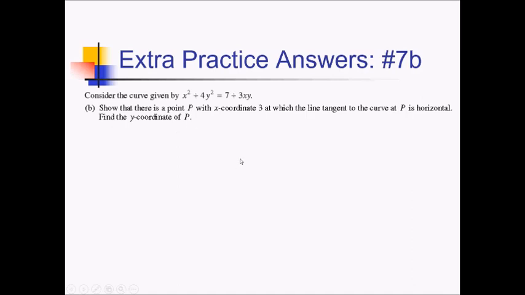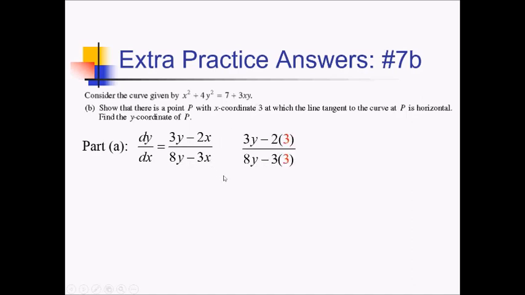So what I'm going to do, in order for this tangent line to be horizontal, the derivative has to equal 0 at this x-coordinate 3. So I'm going to take the derivative from part A, that was 3y minus 2x over 8y minus 3x. I'm going to plug 3 into this thing, and I'm going to figure out what y value is going to make all of this come out to 0. Because again, 0 means you have a horizontal slope, horizontal tangent line.